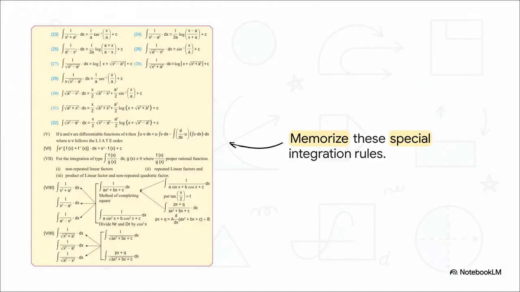Notice the patterns here. For instance, the integral of 1 over the square root of a squared minus x squared, that neatly yields the inverse sine of x over a. But what if it's 1 over x squared plus a squared? That gives you 1 over a times the inverse tangent of x over a. Your whole goal as a CET aspirant is to look at the denominator, instantly recognize if it's a sum of squares or a difference of squares, check if there's a root or no root, and immediately map it to the right formula. Bam! Next question.